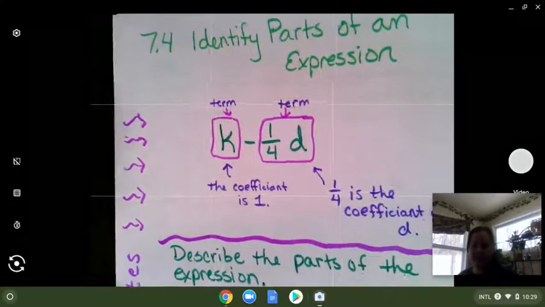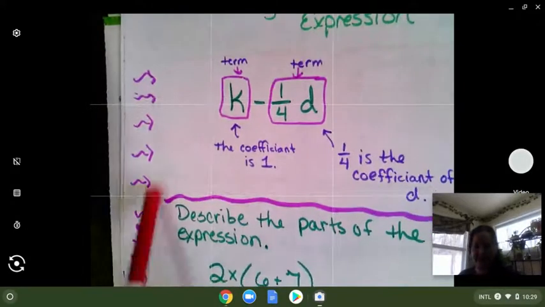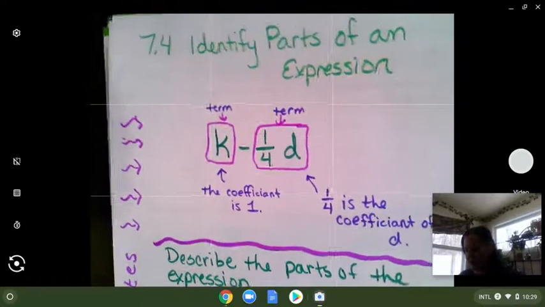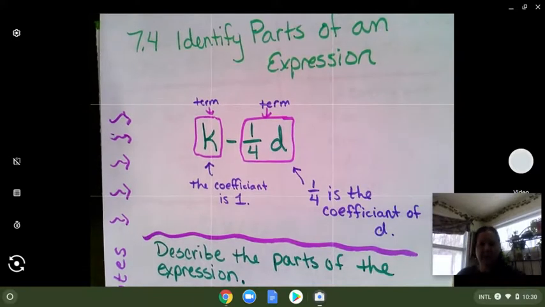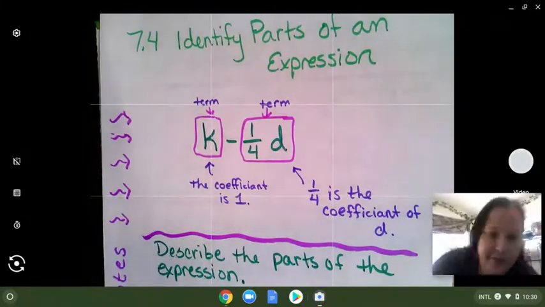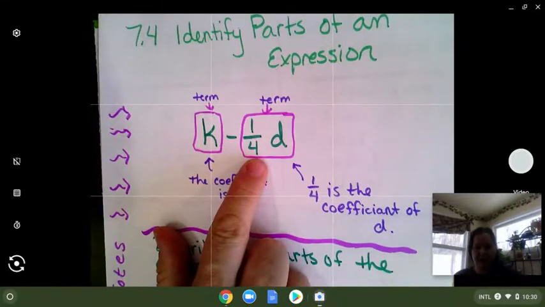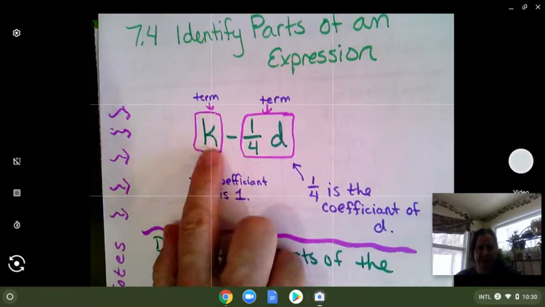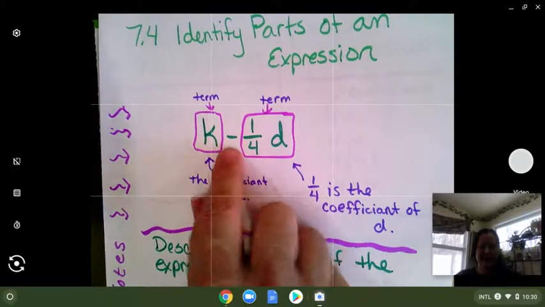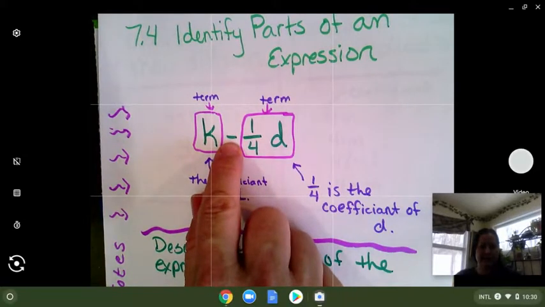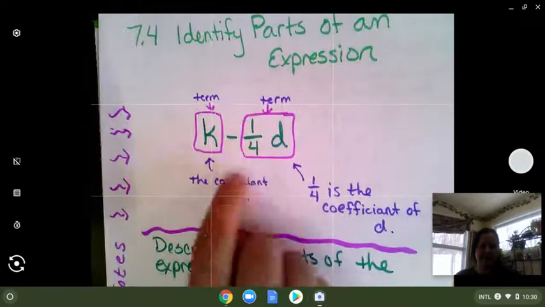Moving on to our main idea for today. So you're going to want to take these notes right here. This whole page should be in your notes. We're going to identify the parts of an expression. So a new word that we learn this chapter is the word term. And both of these, these are terms. The K is a term, and the 1/4 D is a term. Terms are divided by an addition or subtraction sign. So that's how you know that you're going to be grouping them into 2 different terms.